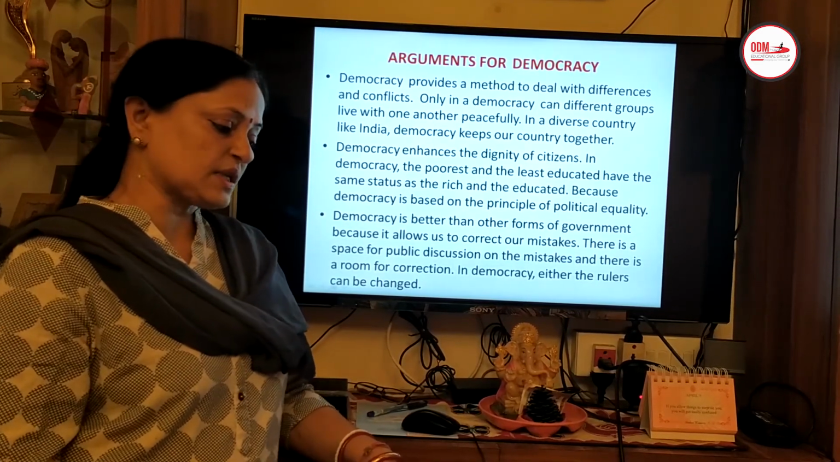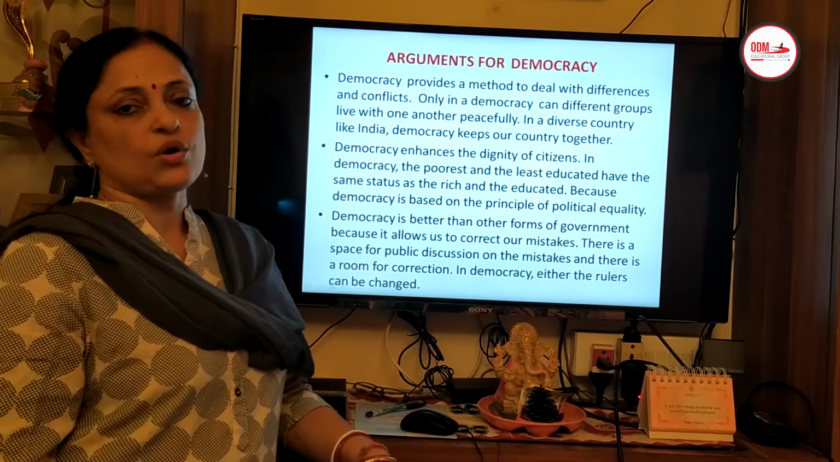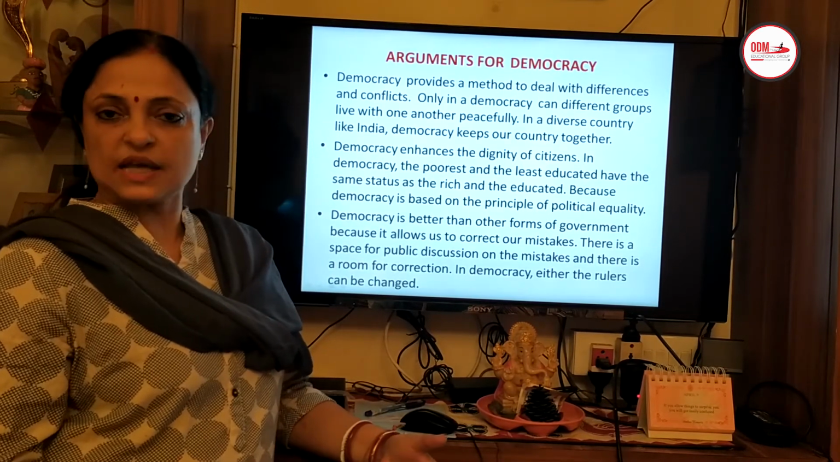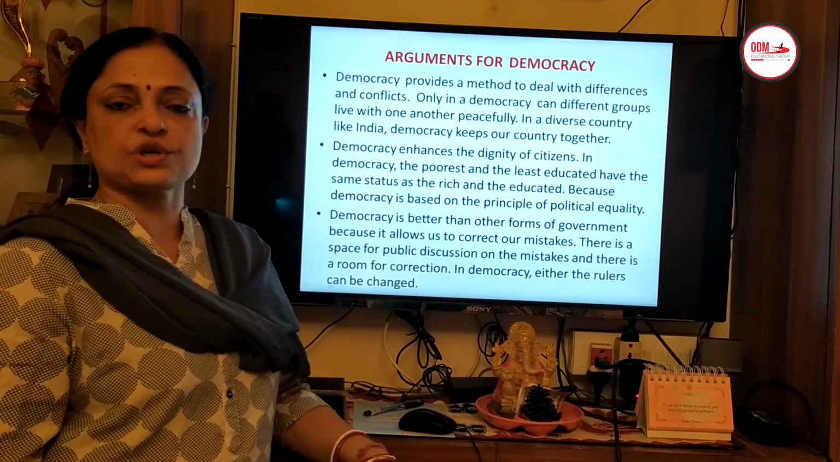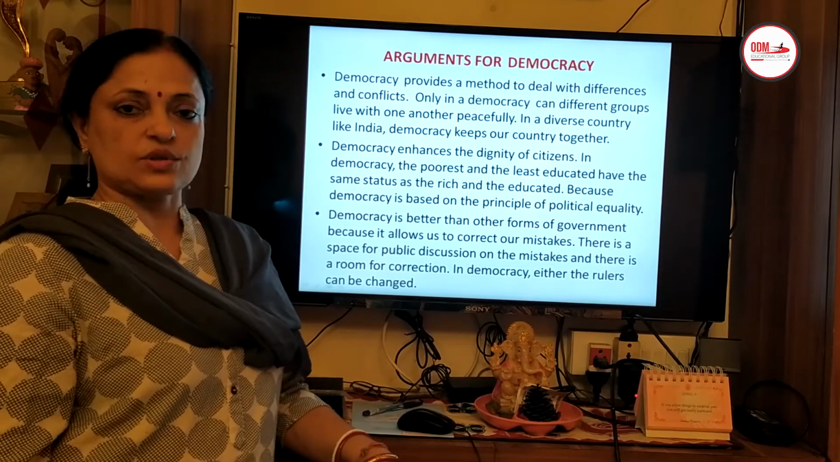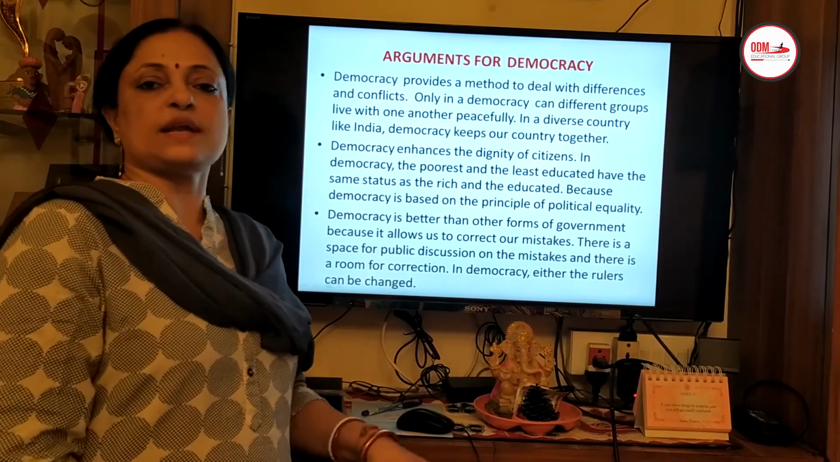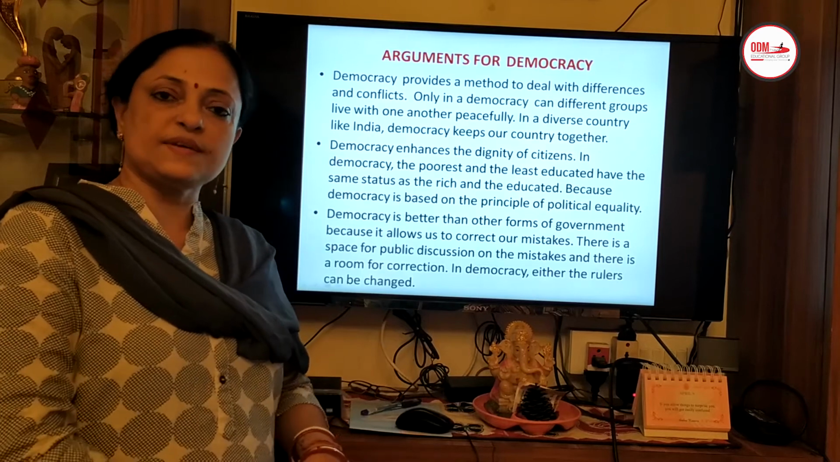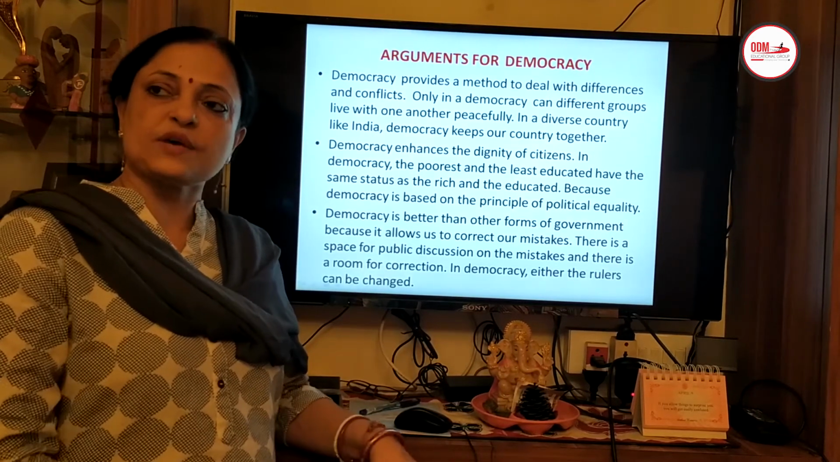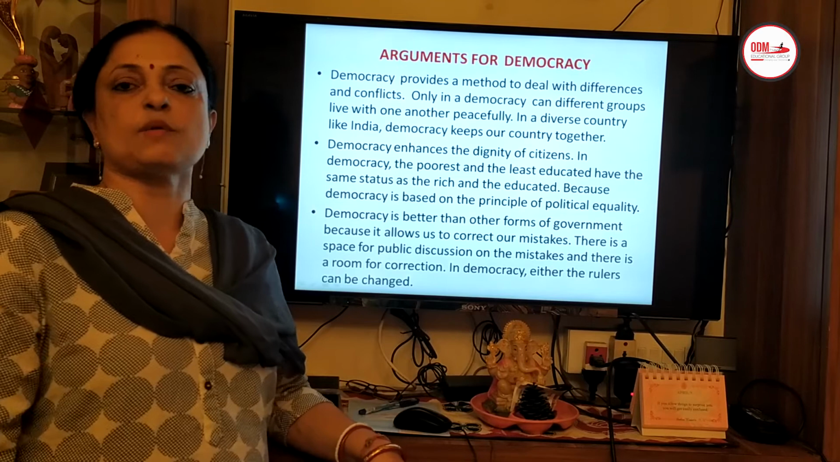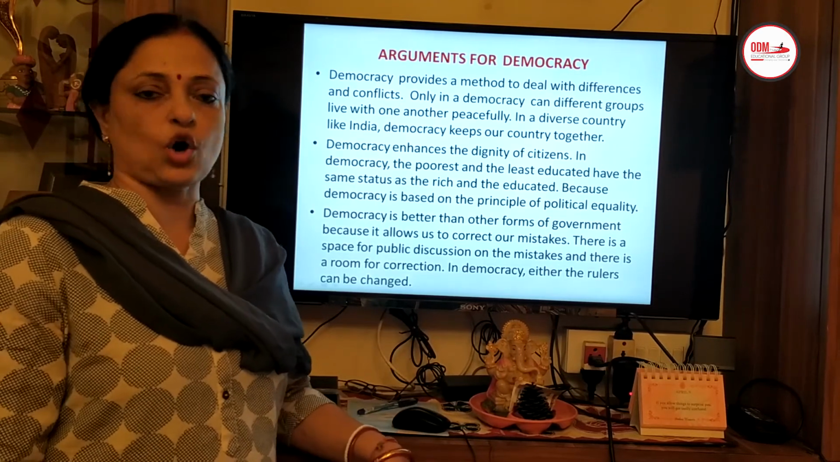So in a democracy, how can the rulers be changed? Only according to the wish of the citizen. Both are responsible, and it gives a way to correct the mistakes of the people as well as the government.